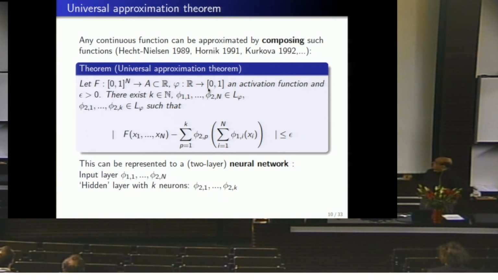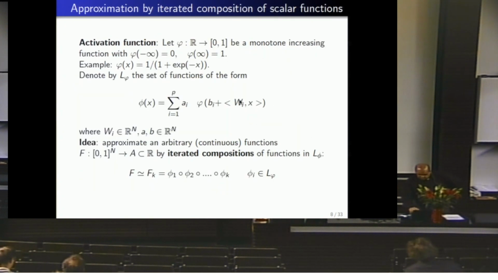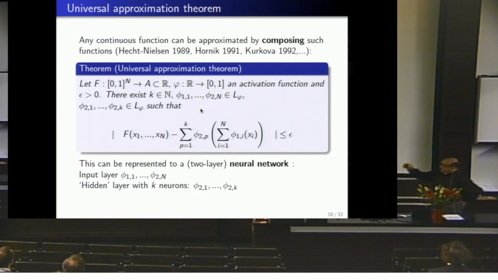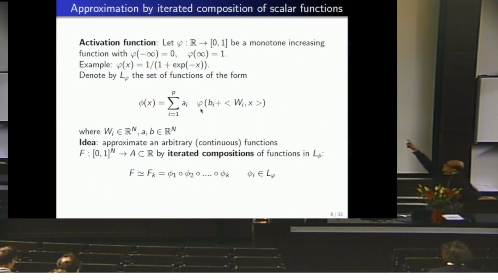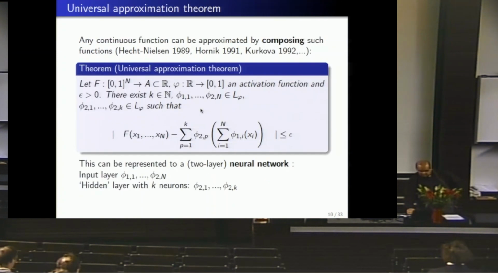It says that you take a function in dimension n on a bounded set, and then you take an activation function phi, which you can always think of as 1 over 1 plus exponential minus x. It doesn't matter, just an increasing function from 0 to 1. And then the set L phi, remember, is the set of functions of this type with this activation function inside. In this set L phi, the choice is determined by the weights. The only thing you need to choose is the weights wi and ai. So you choose a bunch of weights, and it says that there exists some k such that you can approximate the function f by a sum of compositions of this type.